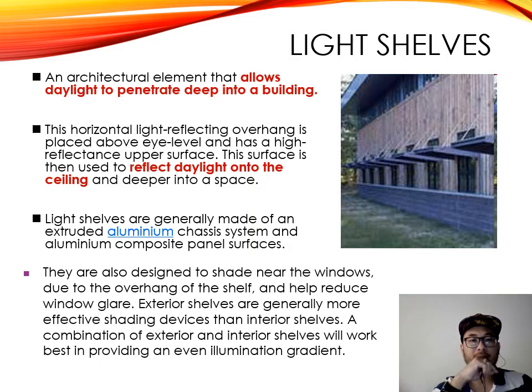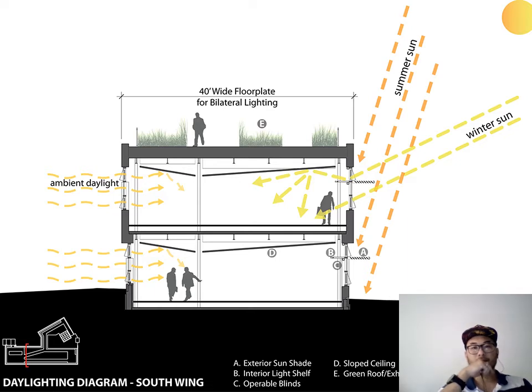They are also designed to shade near the windows due to the overhang of the shelf, and they help to reduce the window glare. Exterior shelves are generally more effective as shading devices than interior shelves. A combination of exterior and interior shelves will work best in providing an even illumination gradient.